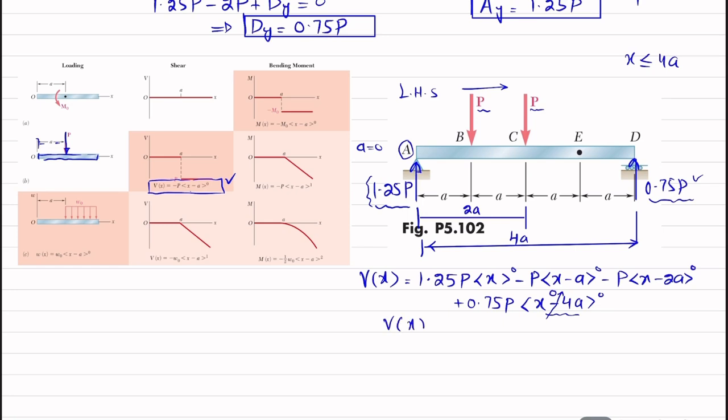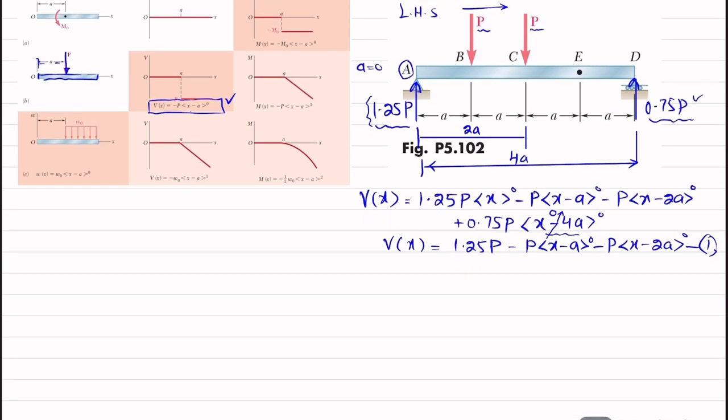So shear force V of x will be equal to 1.25 times P, and x is start, so 0, and anything to the power 0 is 1. So minus the second one is P into x minus a power 0, minus P into x minus 2a power 0. So this is equation number 1, and that is the shear force equation.